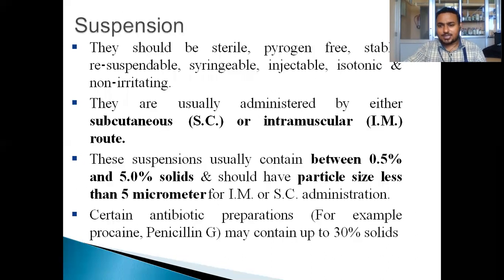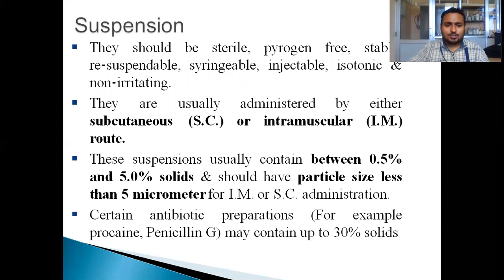Next come with the suspension. They should be sterile or pyrogen free, stable and resuspendable, syringeable, injectable, isotonic and non-irritating. These are the main criteria when we go for small volume parenterals as a suspension. That means the particulate size of the suspension is very fine, otherwise it cannot be syringeable and injectable.